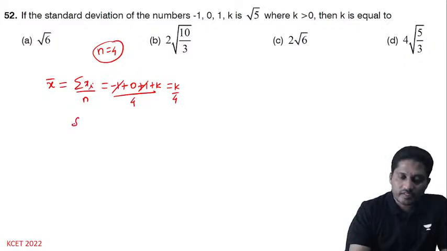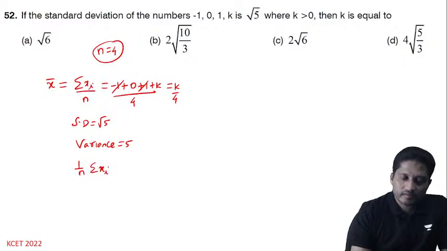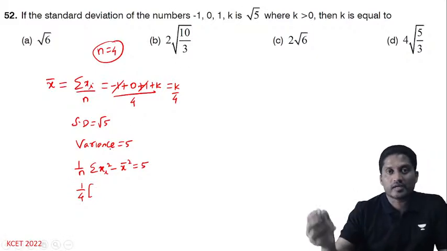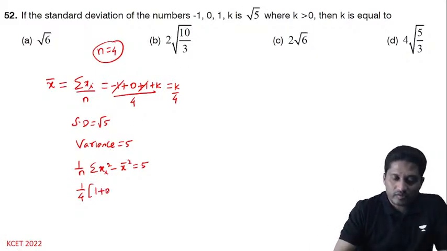Okay. Standard deviation is equal to root 5, right? This means that variance is equal to 5. Okay, 1 by n summation xi square minus x bar square is equal to 5. So this is 1 by 4 minus 1 square. If I square the observations, 1 plus 0 plus 1 plus k square. Mean is equal to k by 4. If I square, you get k square by 16 is equal to 5.